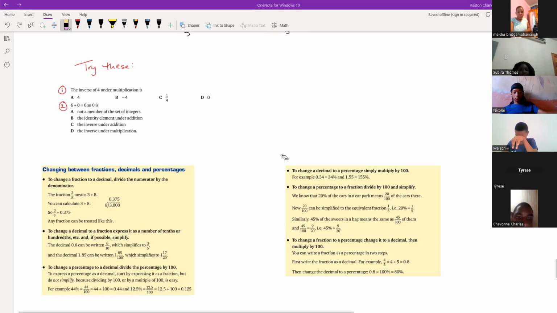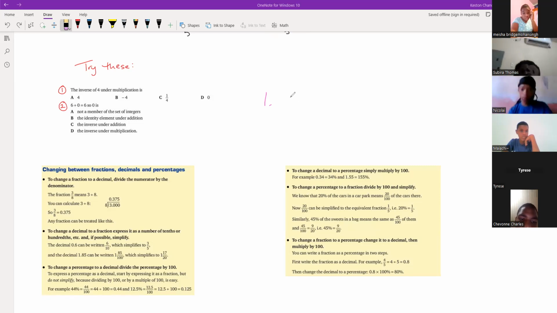Opening up the chat board there. So everybody just put your answer in the chat board. Just put 1, and if you think the answer is A, you put A. 2, if you think the answer is B, you put B. Right, so write it like that.